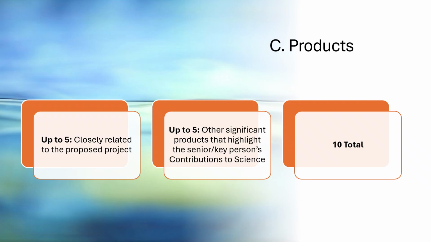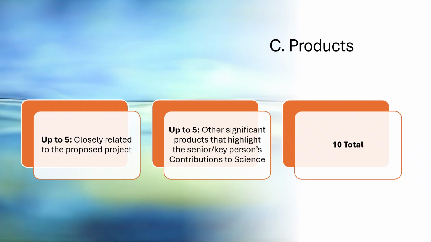So you'll notice this means you can only list 10 publications total across your entire Biosketch. So you are no longer allowed to include products or citations in your personal statement. You're not allowed to include them in your contribution to science. The only place where we are going to find your publications is in this products section.